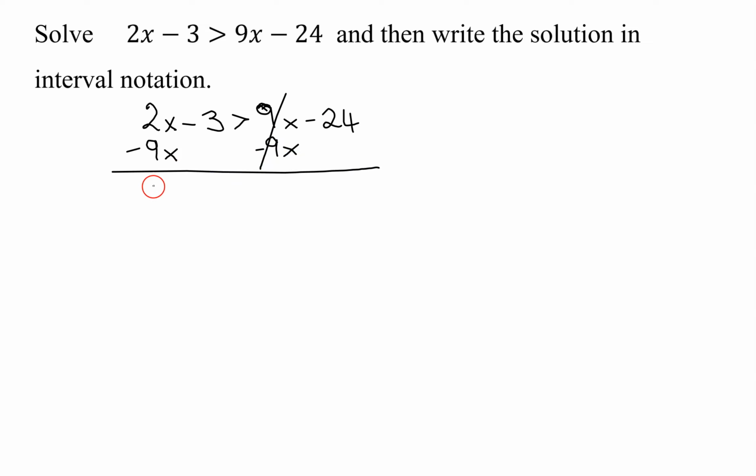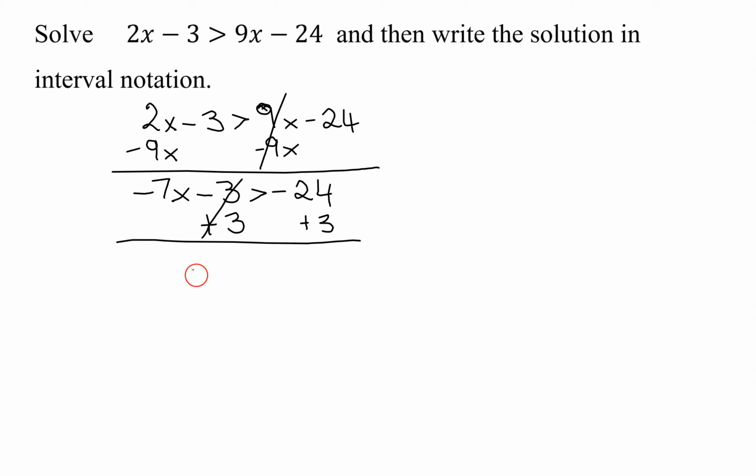And so I get 2x minus 9x is negative 7x minus 3 is greater than negative 24. Now I need to get x by itself, so I'm going to have to add 3 to both sides. I get negative 7x is greater than negative 24 plus 3 is negative 21. So far this is solved just the way we solve a linear equation.